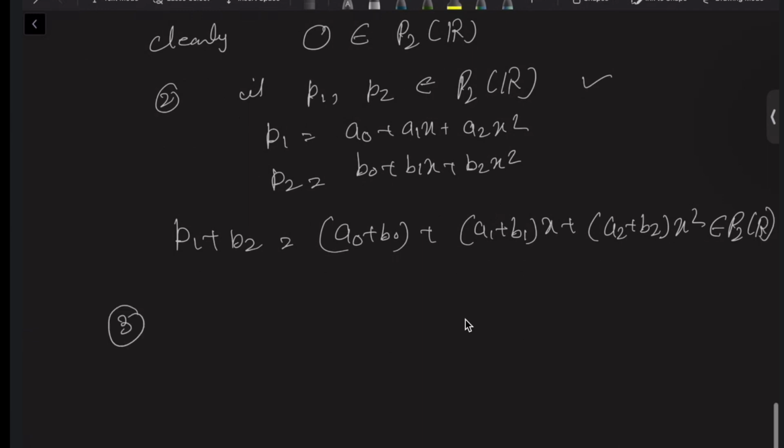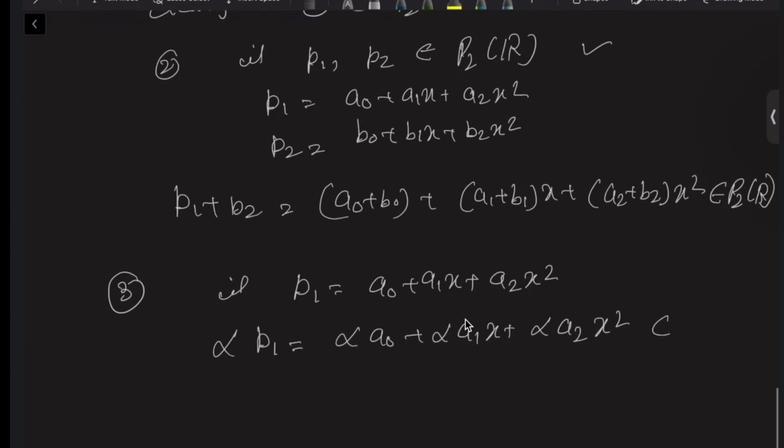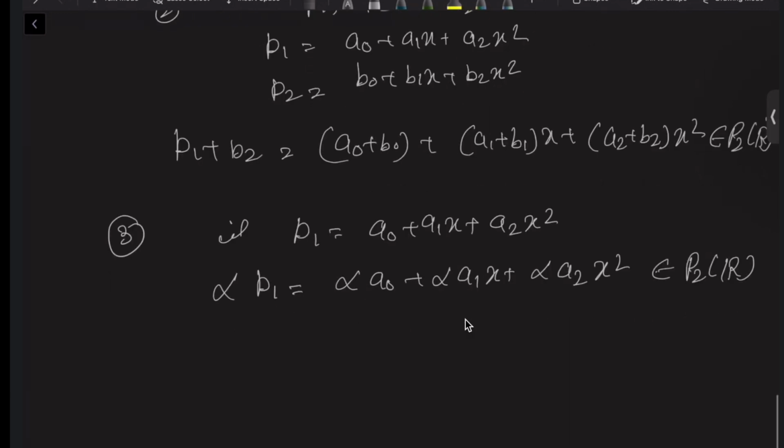What about the third one? If my P1 has some form a0 plus a1x plus a2x square, then what about alpha P1? Obviously it is also in P2 of R only, because it is not going to change the order of the polynomial or the degree of the polynomial. This is again in my P2 of R. So the third point is also fine. So we can say that actually P2 of R is a subspace of P3 of R.